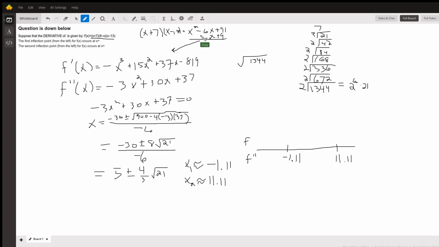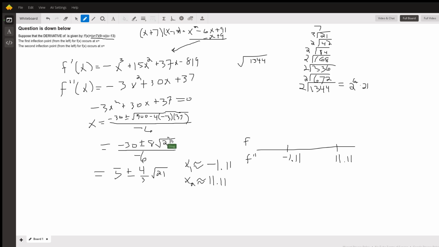So I multiplied this all together and got this as another form for f prime. I took the derivative of each term and got negative 3x squared plus 30x plus 37. And we want to know when that equals 0, for which I used the quadratic formula, because I was pretty sure it wasn't going to factor.